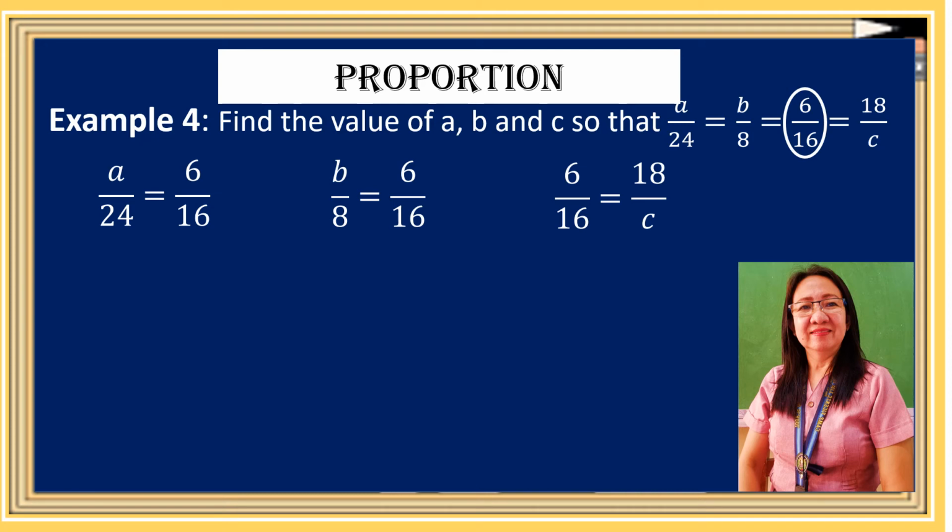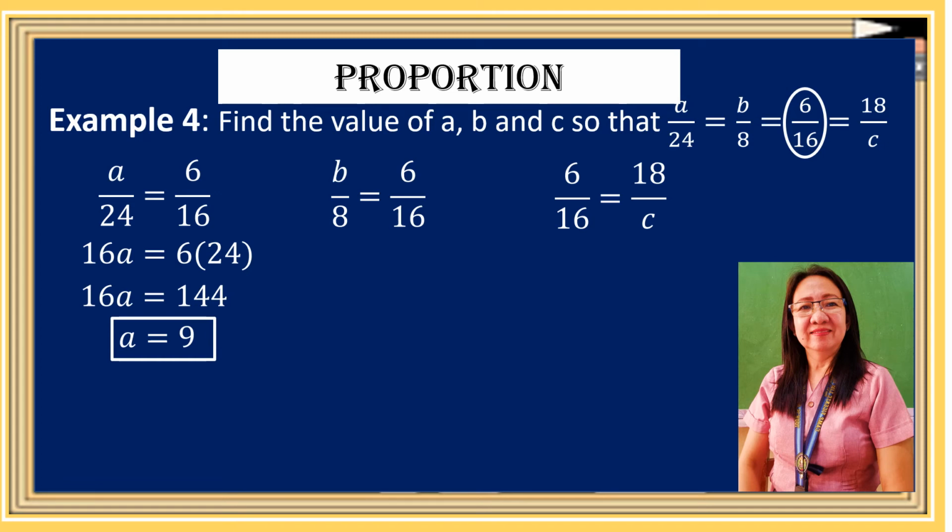Now let us solve for A. By cross multiplication, A times 16 is 16A, then 24 times 6 is 144. Divide both sides by 16, so the value of A is 9. Same process to find B. Let us apply the cross multiplication. So B times 16 is 16B, and 6 times 8 is 48. Now divide both sides by 16, so the value of B is 3.